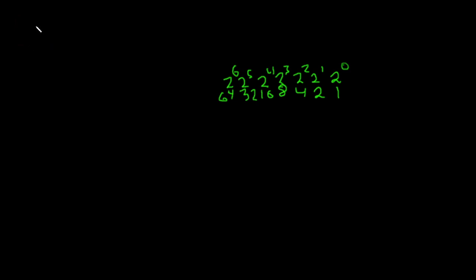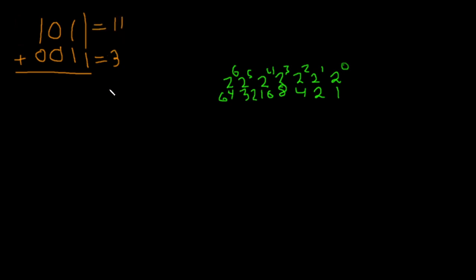So what you do, let's say you want to add 1 0 1 1 to 0 0 1 1. Now these two numbers: this is equal to a 1 and a 2, so that's equal to a 3. This is a 1, a 2, no 4s, and an 8, so that's equal to 11. So 11 plus 3, we have to get 14.